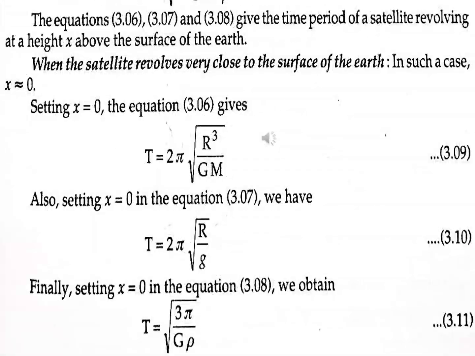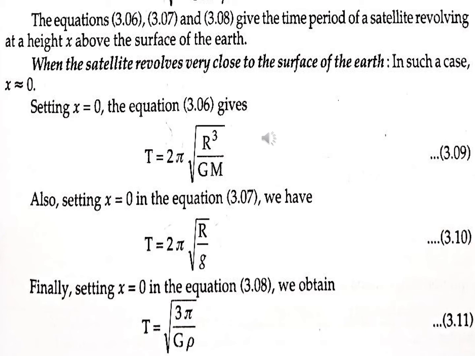Now, by using equation 6, we can find the velocity v is equal to the square root of GM upon R plus x. We find that the orbital velocity of the satellite revolving at a height x above the surface of Earth is independent of the mass of the satellite, but depends upon the radius of the orbit.